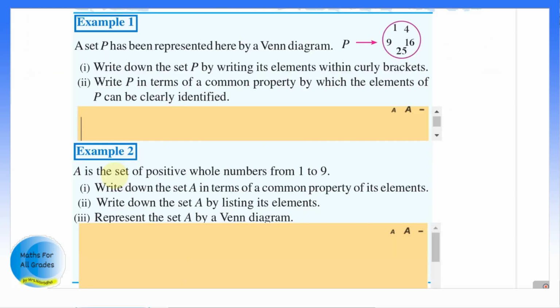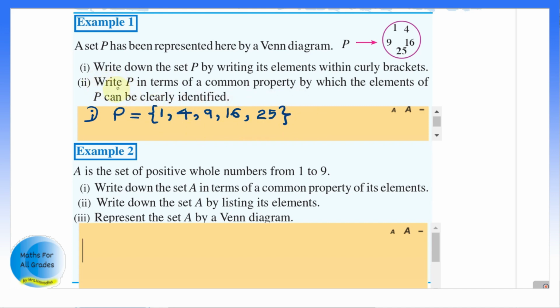Turn the next page. Example number 1. Read it with me. A set P has been represented by a Venn diagram. From number 1, write down the set P by writing its elements within curly brackets. So we can write it down. Take the same letter P equals, open a curly bracket, and then write all the elements inside of P. The order doesn't matter. 1, 4, 9, 16, 25. Then close the bracket. So if you have written it like 16, 9, 4, 25, 1, it's also correct. The order of the elements doesn't matter.